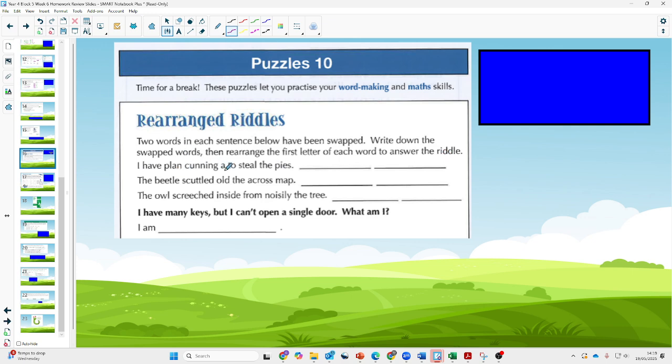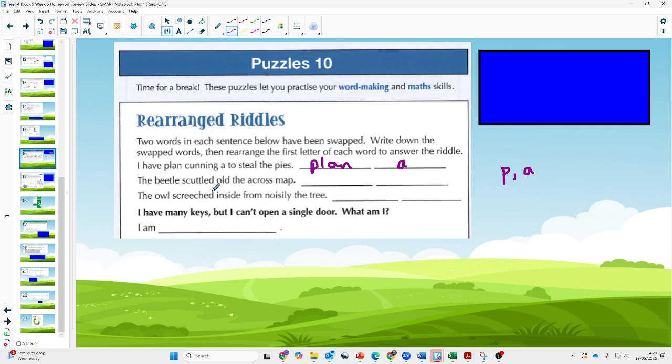I have planned cunning A to steal the pies. I have a cunning plan to steal the pies. So it's plan and A. Now, you might remember from the instructions, we then need to rearrange the first letters of each of the words that we've got. So we're going to put a P over here. I'm just going to keep a record of these, and an A.